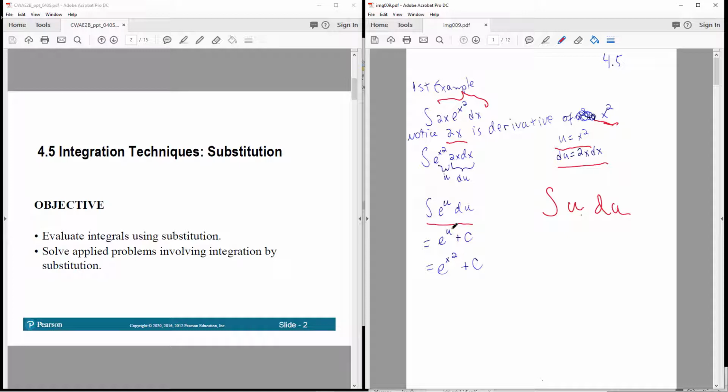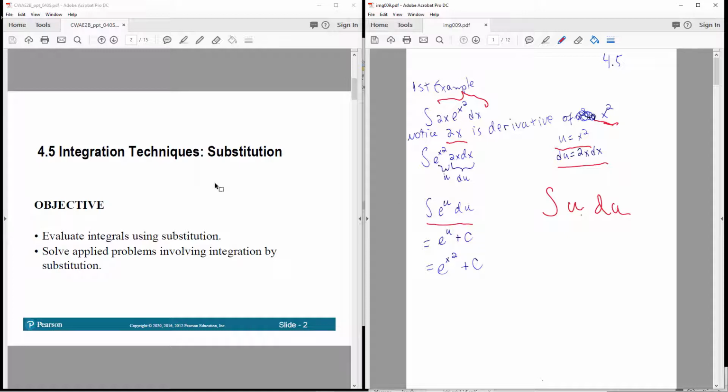So we can look up the table or recognize what it is, and you know that the exponential is the same thing as itself. So we end up with e to the u plus c. And then we can rewrite it here because we're dealing with x. We end up with e to the x squared plus c for our final answer.